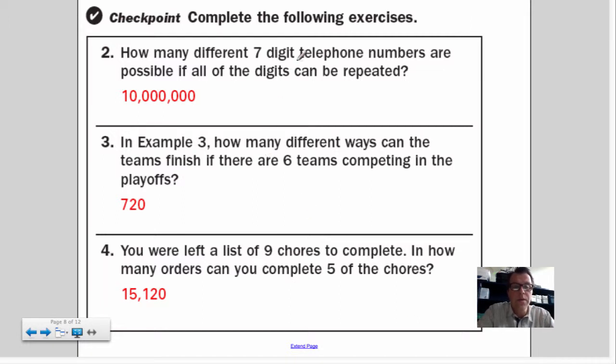And here we go. So 7 different telephone numbers. I think you really have to write 7 times, right? And then it says here from example 3, you have 6 teams. How many ways can they compete? And that's just 6 factorial. And then finally, if you had 9 chores and you had to complete 5 in order, right? How many ways do you do it, you do the dishes first, then you'd mop the floor kind of thing. That would be 9P5, and hopefully you plug that into your calculator.